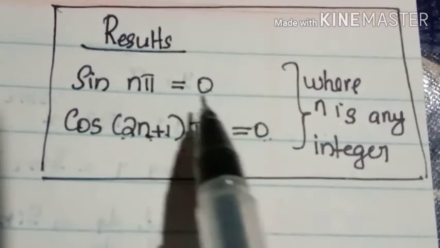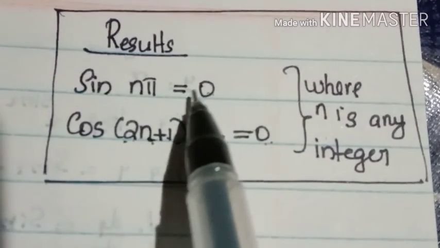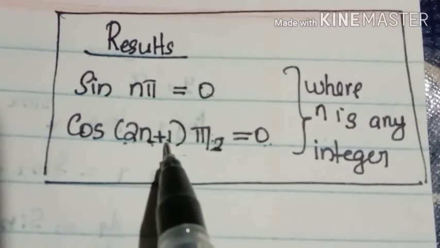You have to learn both the results by heart: sin nπ equals 0 and cos (2n+1)π/2 equals 0.